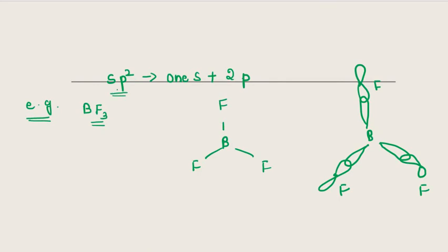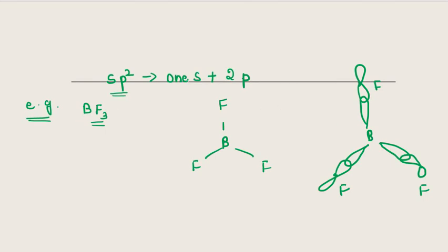Now let us move on to sp2 hybridization. In the case of sp2 hybridization, three hybrid orbitals will be formed. What is that? One 2s and two 2p orbitals. So, the case of boron trifluoride. I am not writing the electronic configuration; we have already discussed it.